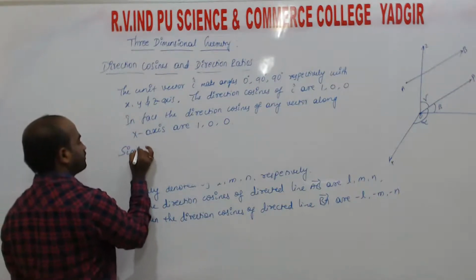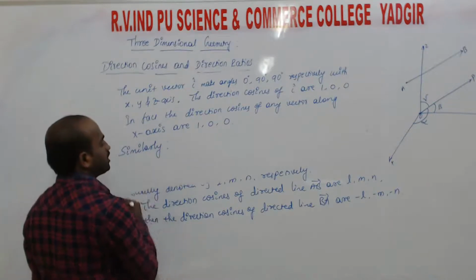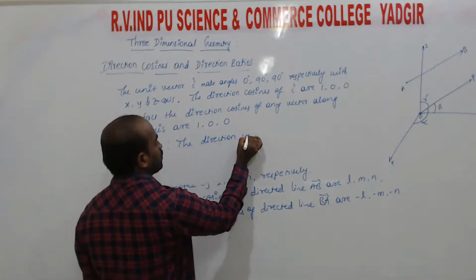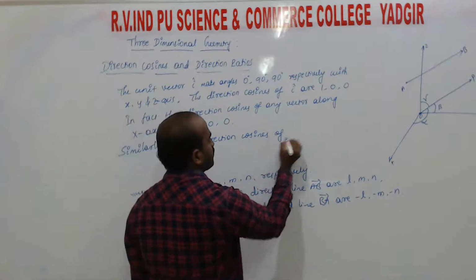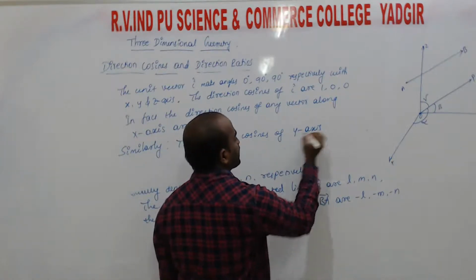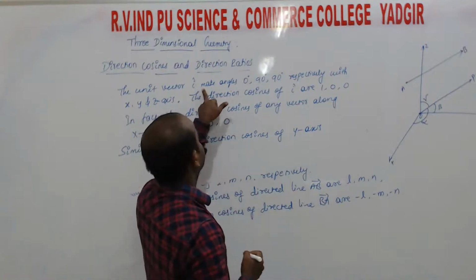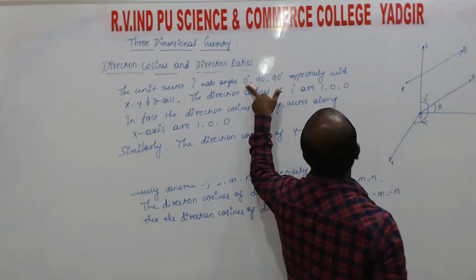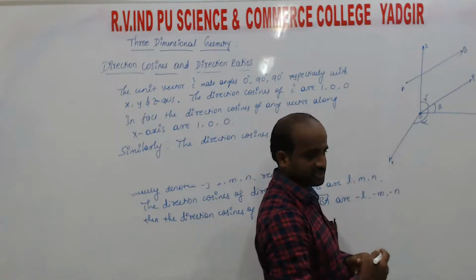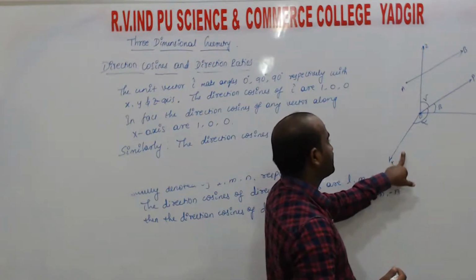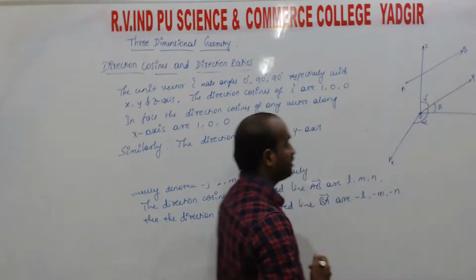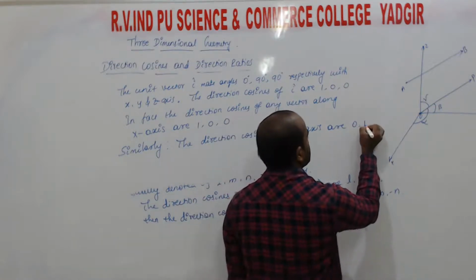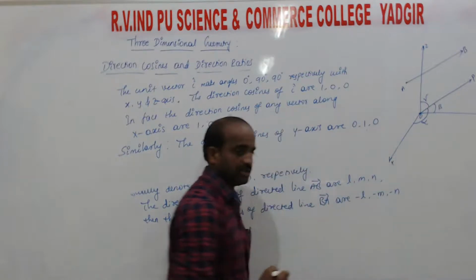Similarly, the direction cosines of the y-axis are as follows. The unit vector j makes angles 90 with x, 0 with y, and 90 with z, since y is perpendicular to x. Cos 90 is 0, cos 0 is 1, cos 90 is 0. So the y-axis is 0, 1, 0.